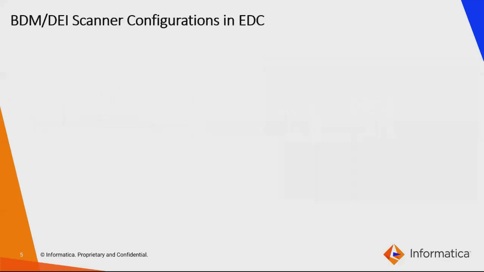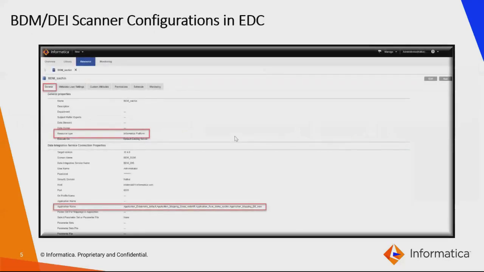Yeah. And then this would be the scanner details, the BDM EDC scanner details. The resource type is Informatica platform. We need to select this at the Enterprise Data Catalog side. And what I'm highlighting is another side of it, like my applications, to which the mapping has been deployed, right? So this would be at the main priorities.